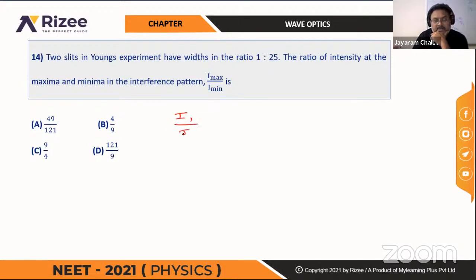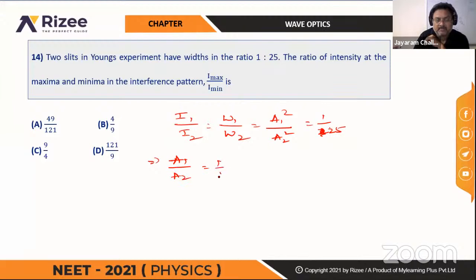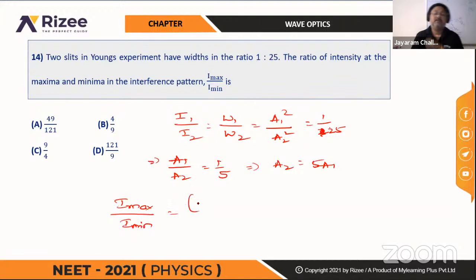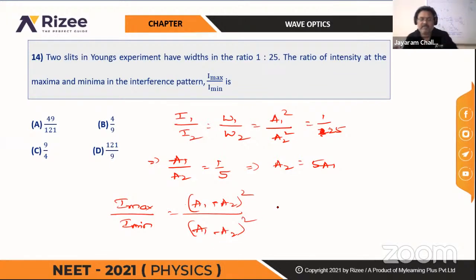Next one. Two Young's double slit experiments, the widths are in the ratios. So we know that I1 by I2 is equal to the width ratios W1 by W2, intensity is proportional to the width, and width is proportional to the square of the amplitude. So this width value he has given as 1 by 25. So from this one, we can write the ratio of the amplitudes A1 by A2 is equal to 1 by 5. Or I can replace A2 is equal to 5 times A1. Because we need to go for I maximum by I minimum. So what is the formula for I maximum to I minimum? It is A1 plus A2 whole square by A1 minus A2 whole square, or A2 minus A1, whatever the greater value minus smaller value.